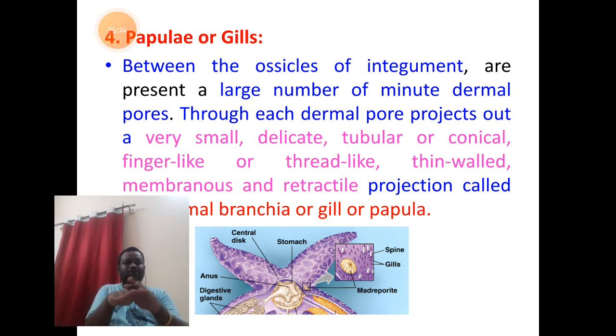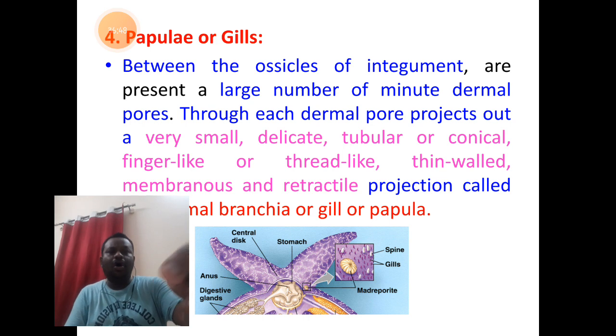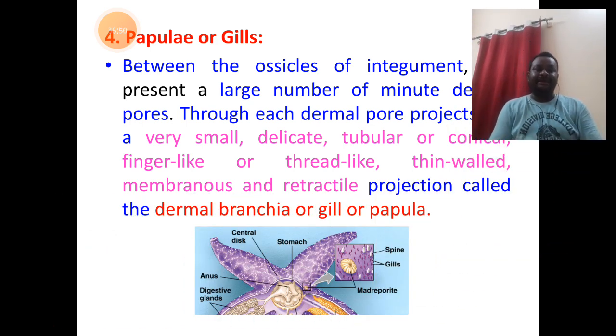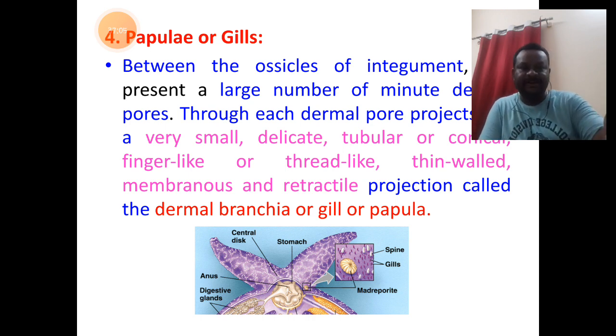So when you look at the aboral surface, you find spines. In between these spines you find certain outprojections. How are these projections? They are very small, very delicate, tube-like or conical-shaped or finger-like or thread-like structures. They are thin-walled membranous structures, highly retractile projections. They are called dermal branchiae or gills or papillae. Students, remember, the function of papillae or gills is to serve the function of gaseous exchange or respiration.